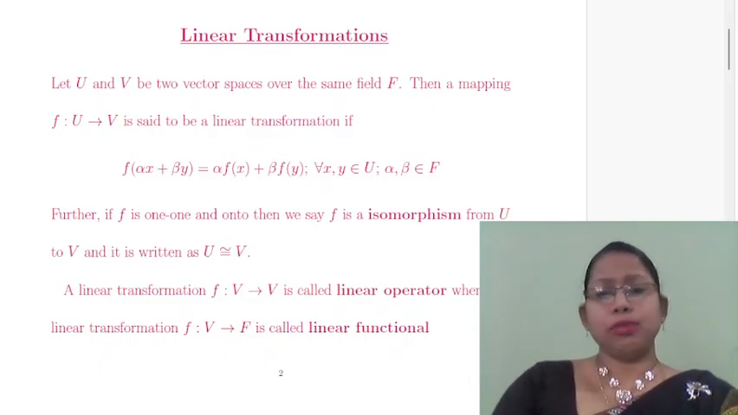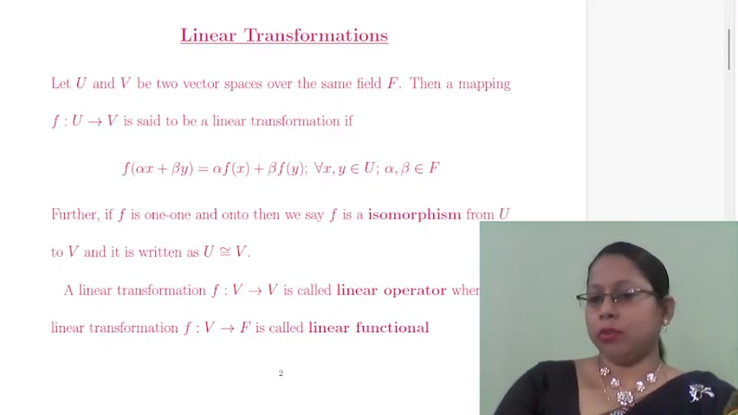A linear transformation from the vector space V to V itself is called a linear operator, whereas a linear transformation from V to F, the field, is called a linear functional.